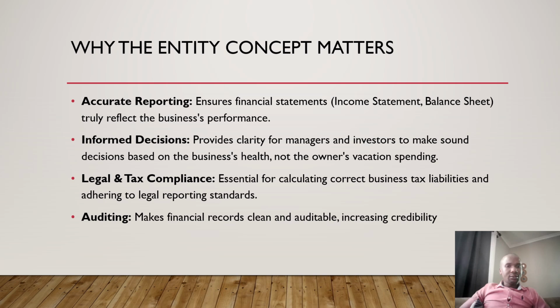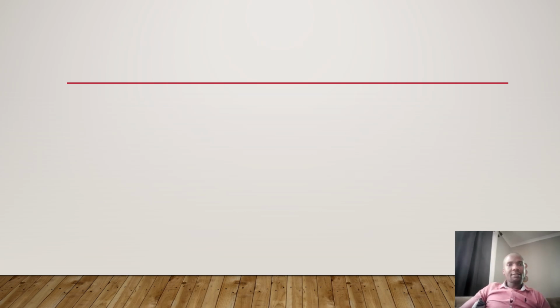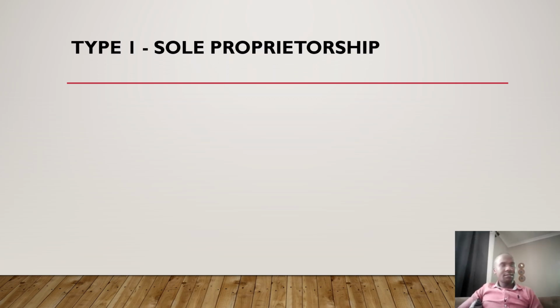For auditing, it also makes financial records clean and auditable, increasing credibility. So that is why separating personal matters from business matters is very important. So moving on, let's now look at the types of business entity.